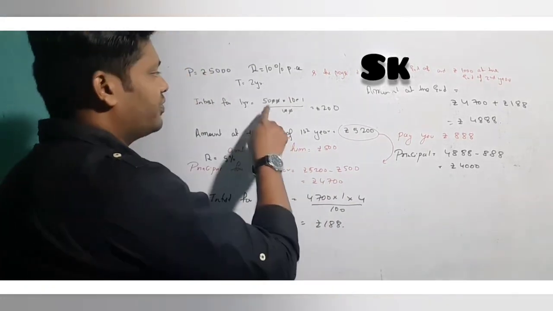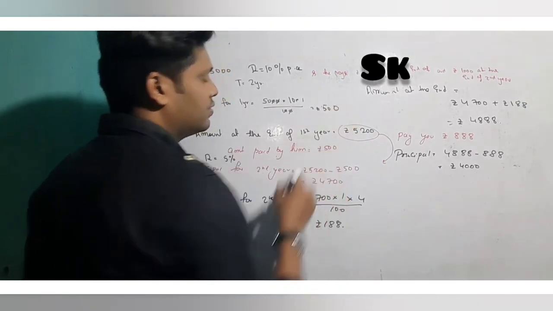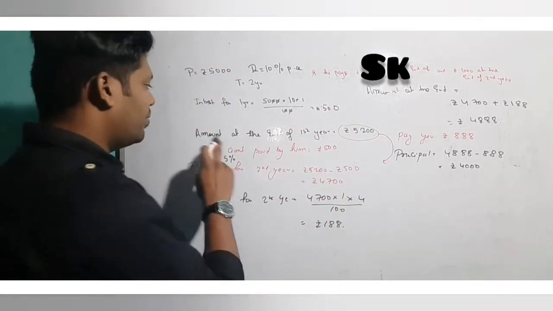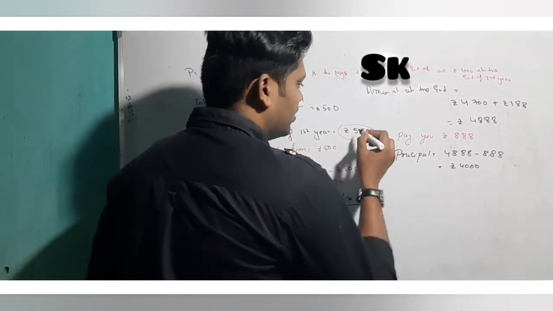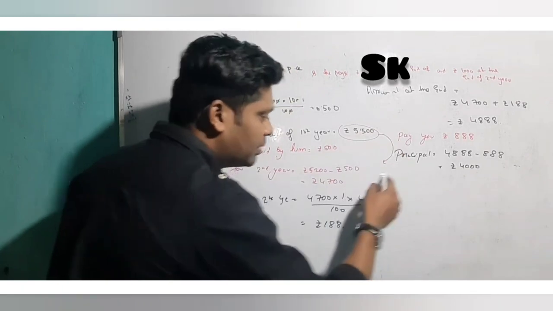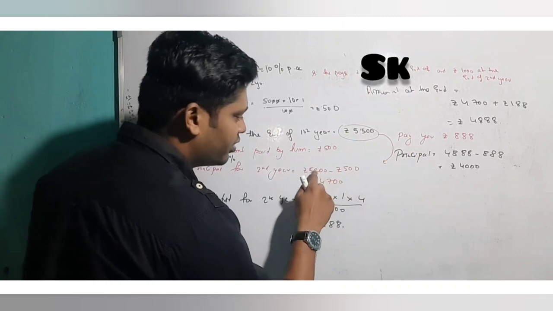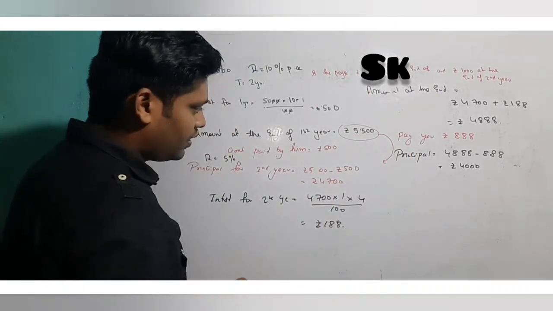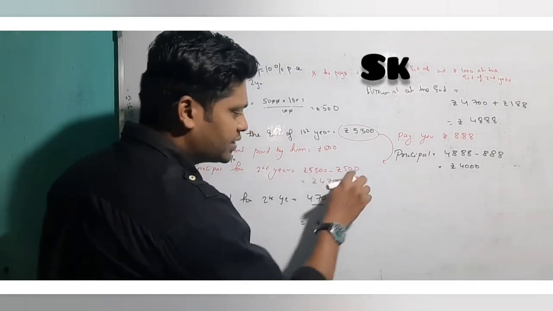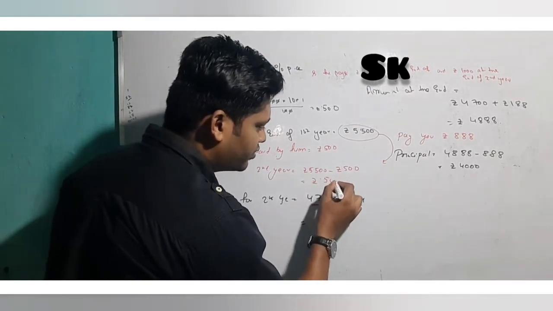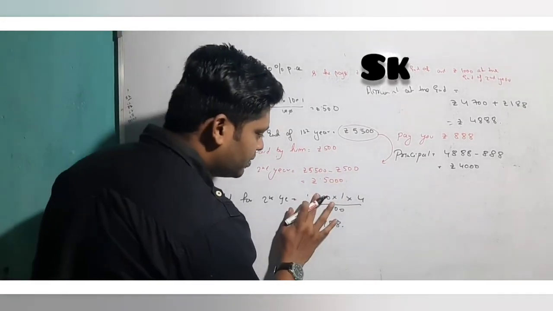Okay, the rate is how much? 5,000 into 10% into 1 year, so it will be 500. The amount at the end of the first year is 5,000 plus 500, 5,500. So this should be the principal of next year, but they are saying he has paid 500 at the end of the first year. So 5,500 minus 500 he has paid, so it will be 5,000. That will be the principal of next year.